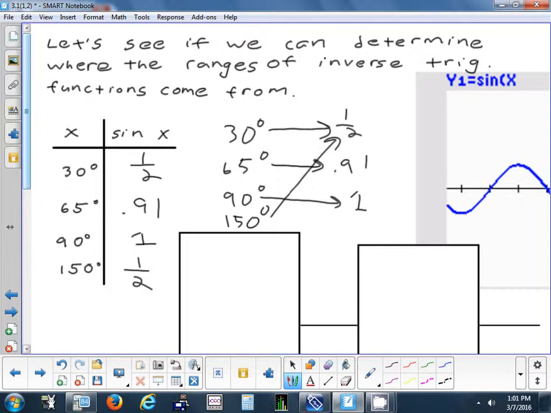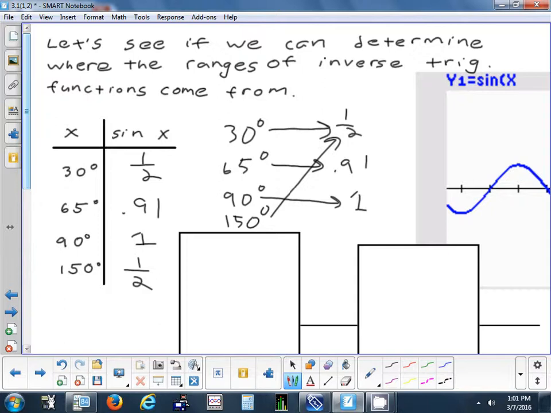So if we were at a half and we try to follow the arrow back, what do we have to think about here that doesn't happen with these other two? Which way to go? Yeah, which arrow should you follow back? In other words, should you say that the answer is 30, or should you say the answer is 150? There's only one answer.